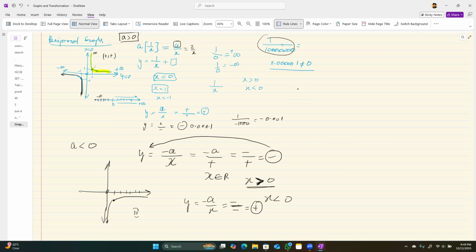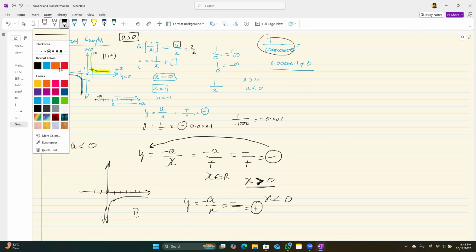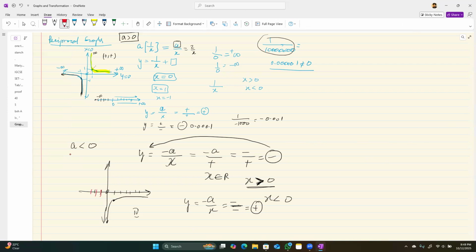So for all of my negative x values, let me change the color and keep it in red, my results will be positive. This will be my y result, and my y results will be positive then. So that's how we say, for the a over x, if a is positive, my graph will look like this and this. It shows in the first and third quadrants.